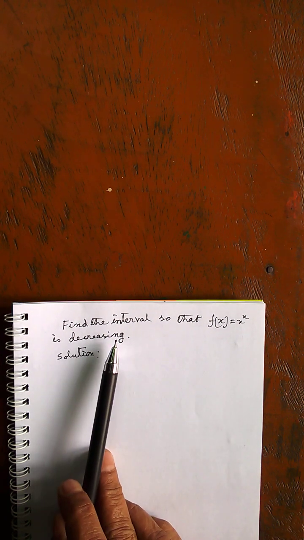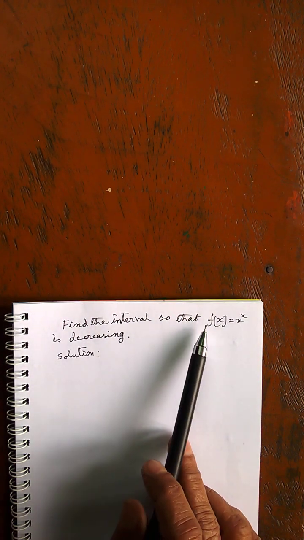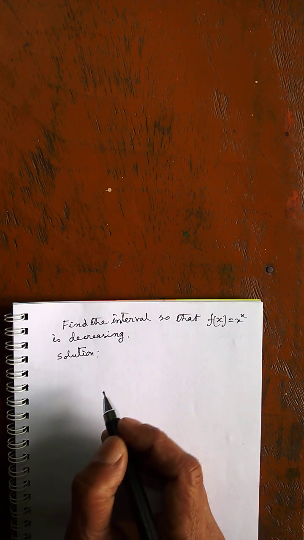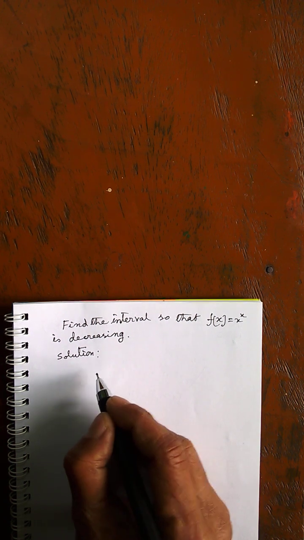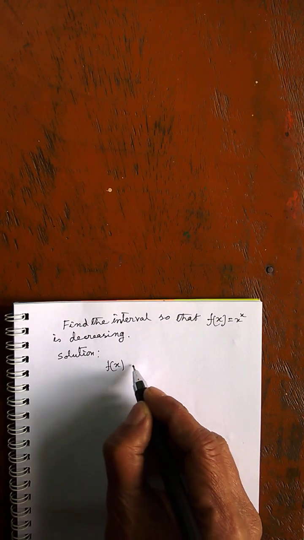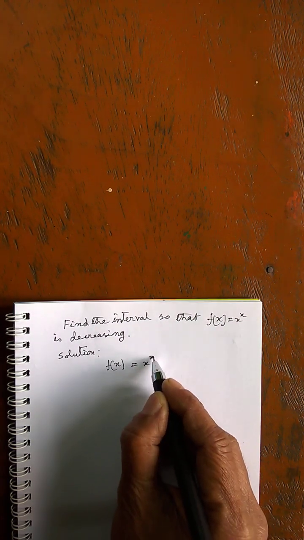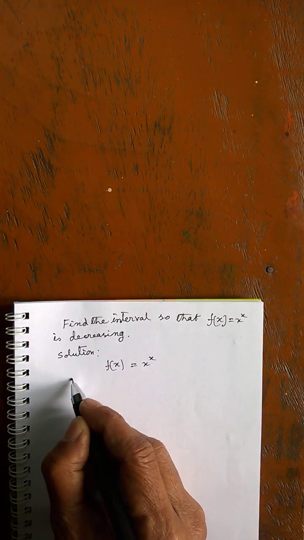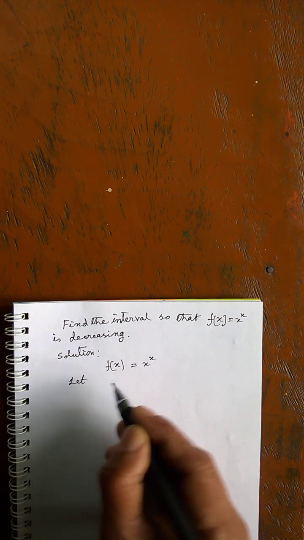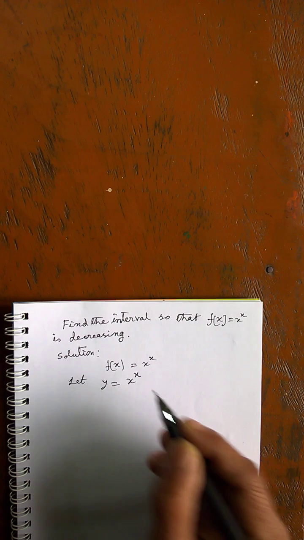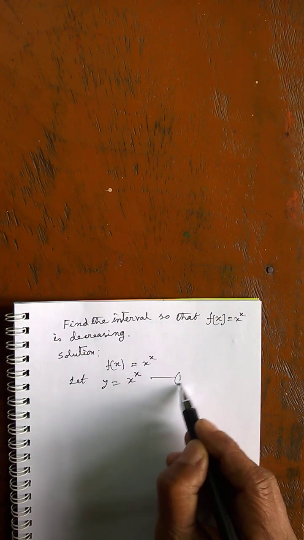Find the interval so that f(x) = x^x is decreasing. Solution. First write the function f(x) = x^x, and let y = x^x, name it 1.